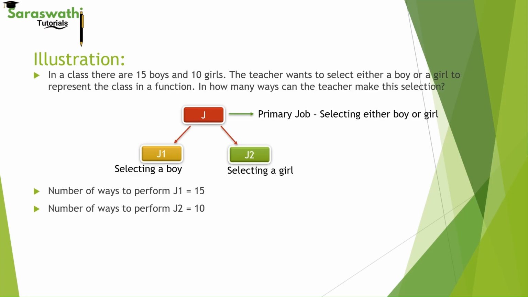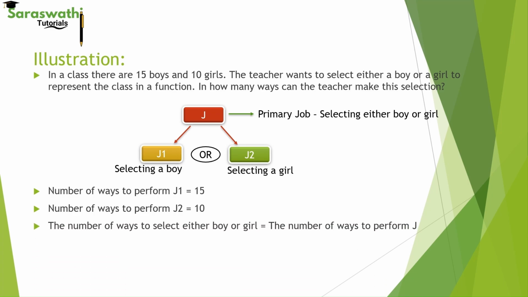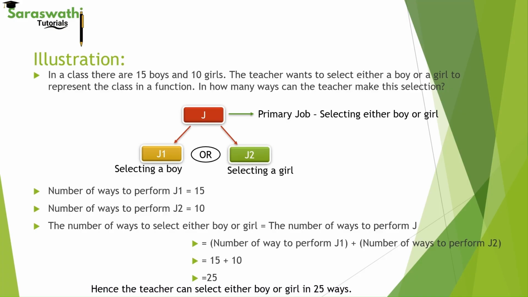Since OR is used here between selecting a boy or a girl, we apply the principle of addition. Therefore, the number of ways to select either a boy or girl is equal to the number of ways to perform J. That is the sum of the number of ways to perform J1 and the number of ways to perform J2. That is equal to the sum of 15 and 10, which is 25. Hence the teacher can select either boy or girl in 25 ways.